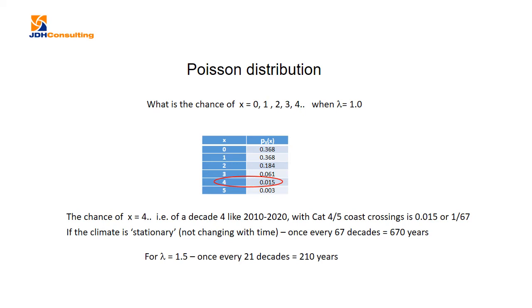Now you might say, well, what if the average turned out to be 1.5 instead of 1.0? Well, even in that case, we expect that to occur once every 21 decades, or 210 years. Still a very rare event.